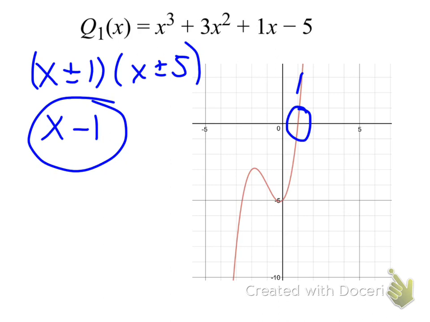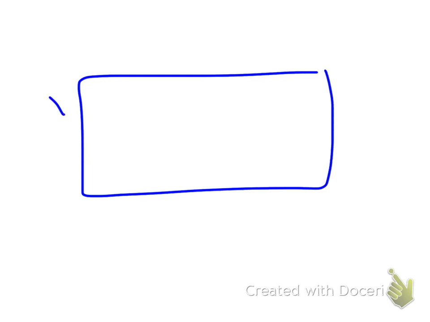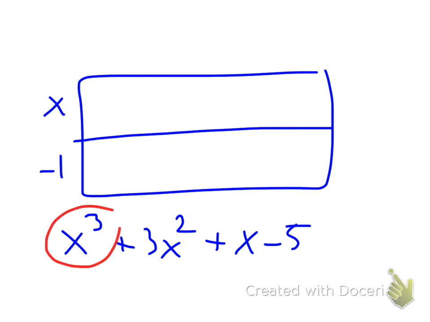So then what I want to do is I want to take this polynomial right here, and I want to divide it by its factor to give me the other quadratic factor. So that's the next step of this process. So I am now going to do polynomial division. I'm going to take my x minus 1, and I'm going to use that and divide x cubed plus 3x squared plus x minus 5. Now, when I do my polynomial division, that first term right there always starts off in this box. That's always where I want to start this. So I put my x cubed right here, and now I figure out what goes up top.